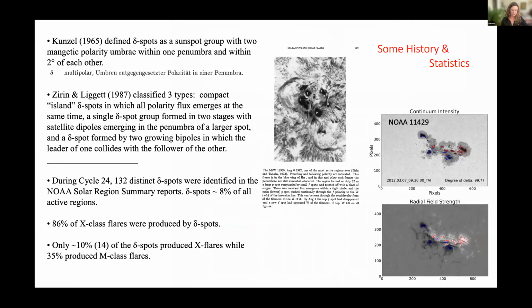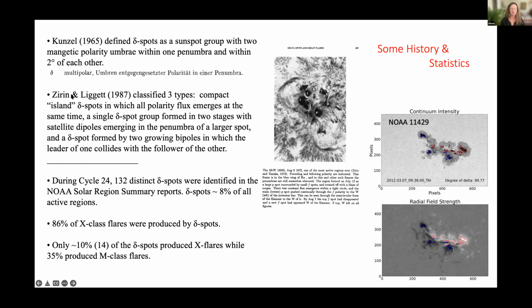But a quick history lesson here. Künzel in 1965 defined delta spots as a sunspot group with two magnetic polarity umbra within one penumbra and within 2 degrees of each other. It's a paper that's just in German without pictures as far as I could see. And here's the multipolar. I don't know who knows German, but it's pretty clear that the umbra are entangled and the polarities are in one penumbra here.